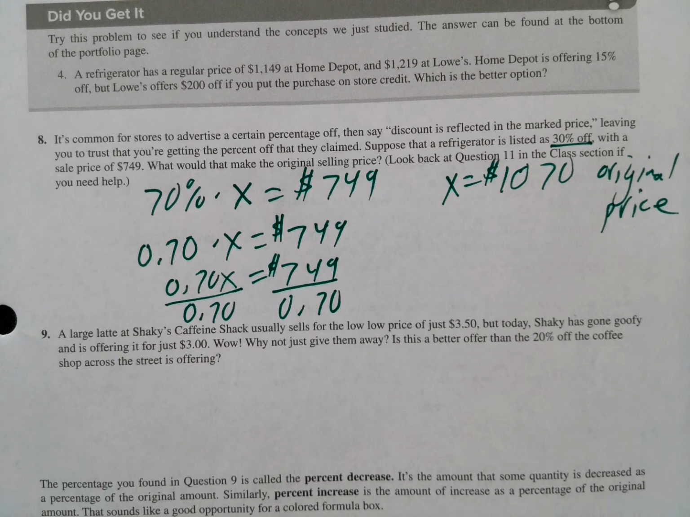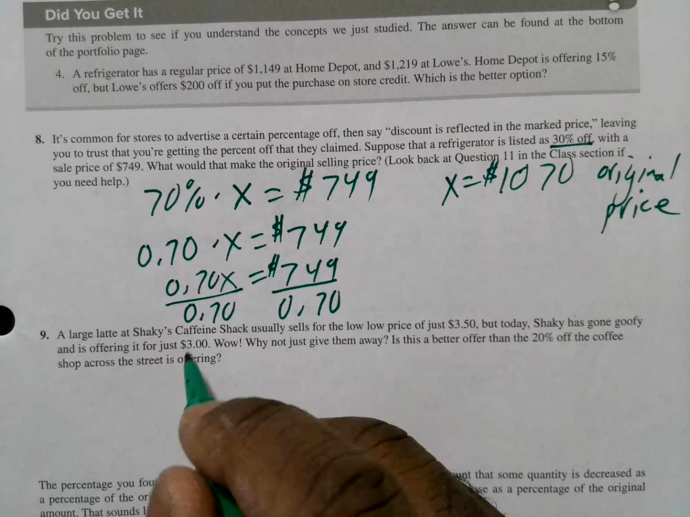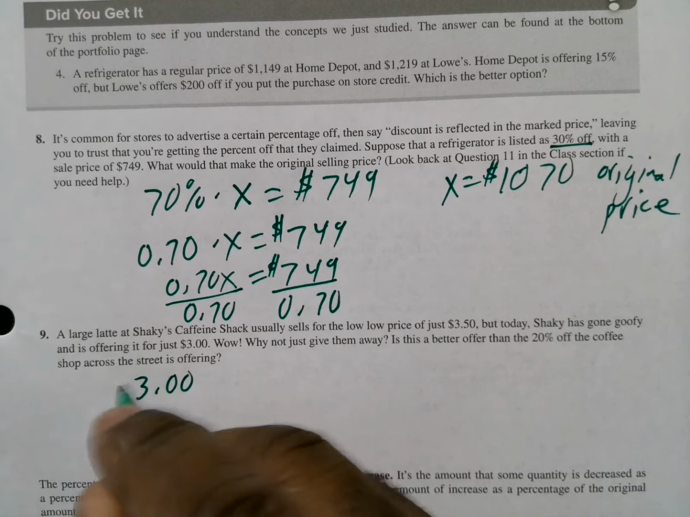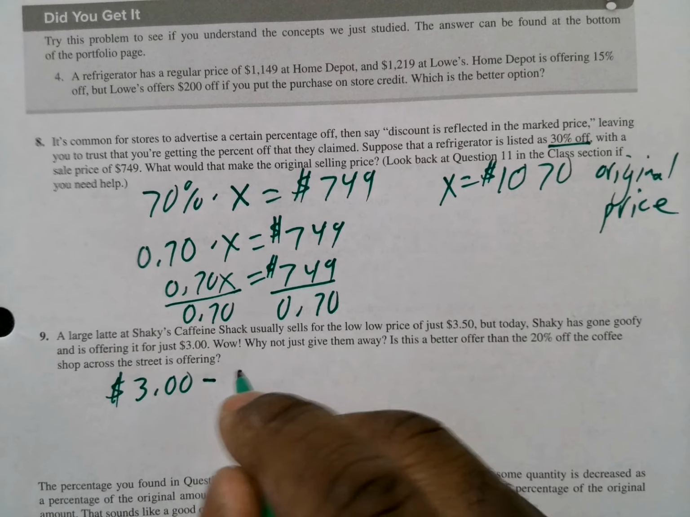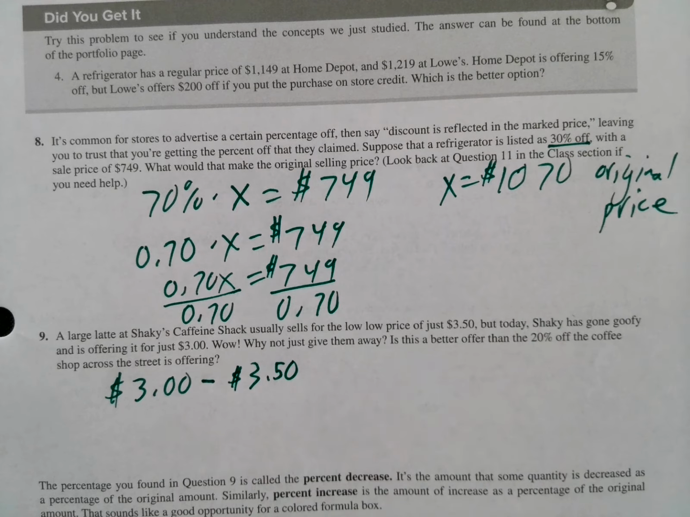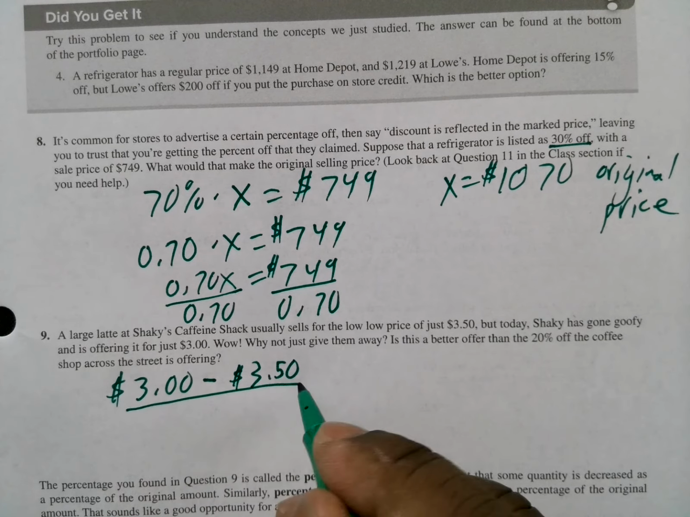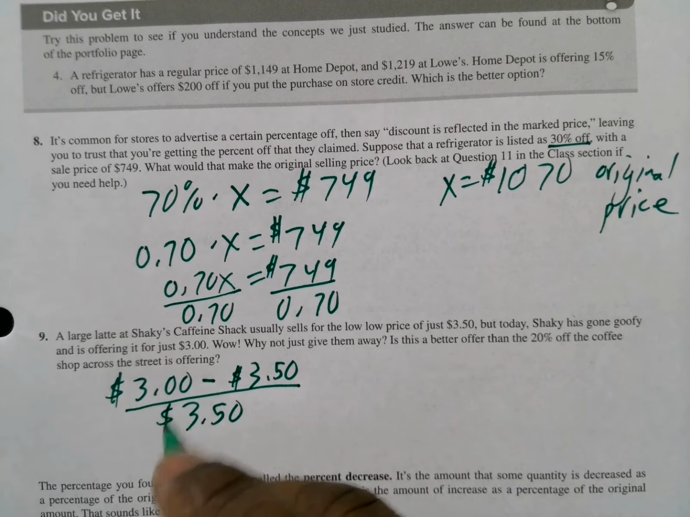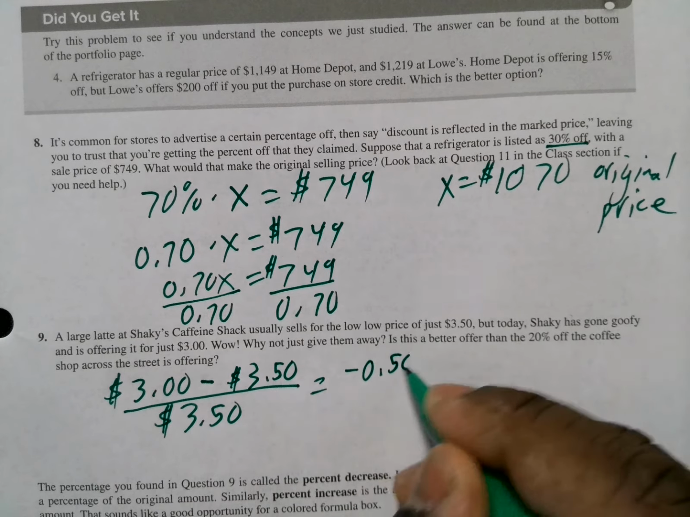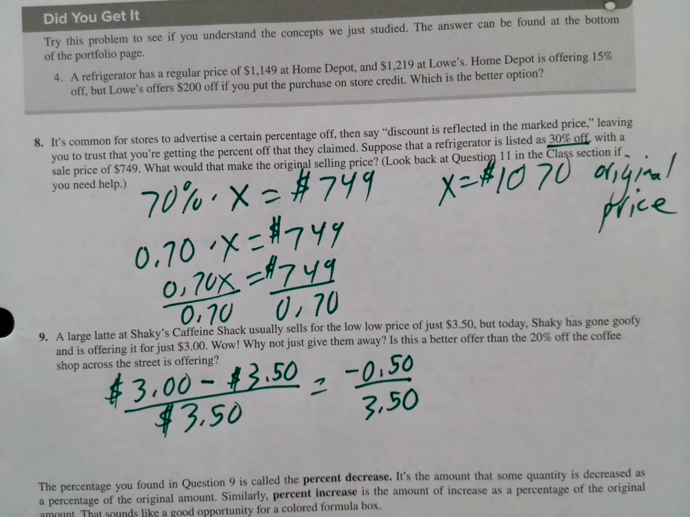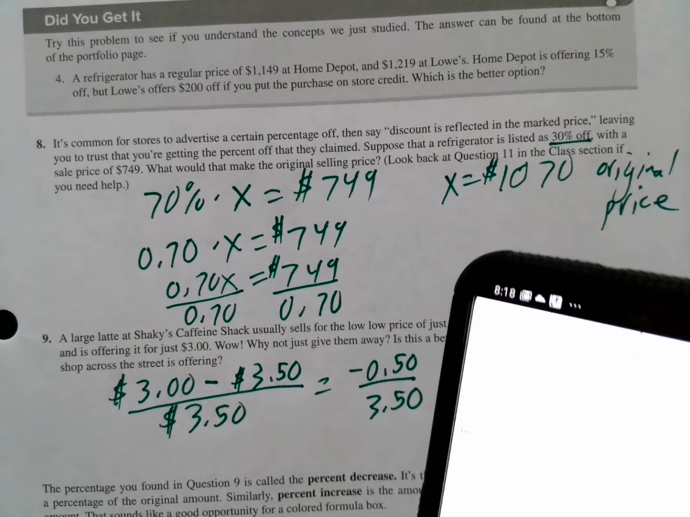So, what you would have to do is this here. We want to figure out which one is the better buy. So basically, we could do this. We could take Shakey's new price, which is $3, and then we could subtract what the original price was, which is $3.50, and divide that by the $3.50. Now this would give us a negative 0.50 all over 3.50. Now don't worry about the fact that it's negative. We'll address that in a second.